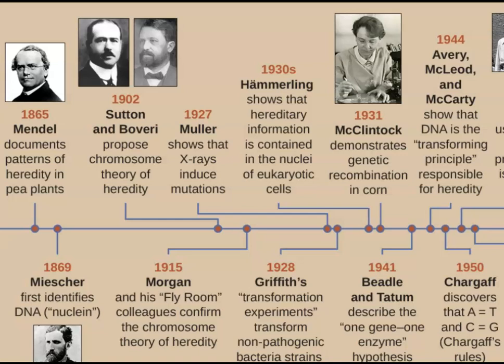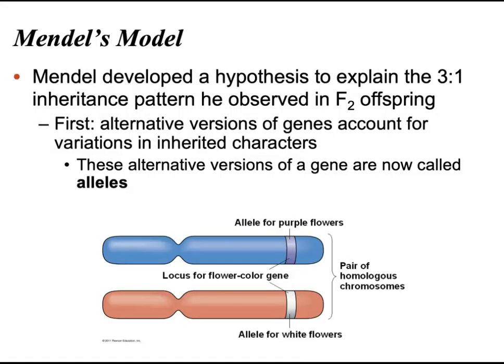Mendel is called the father of modern genetics because his discoveries were the first in the field of genetics that set us on a course of discovering how inheritance works. So let's look at Mendel's model of inheritance. Mendel developed a hypothesis to explain the 3-to-1 inheritance pattern that he observed in F2 offspring.